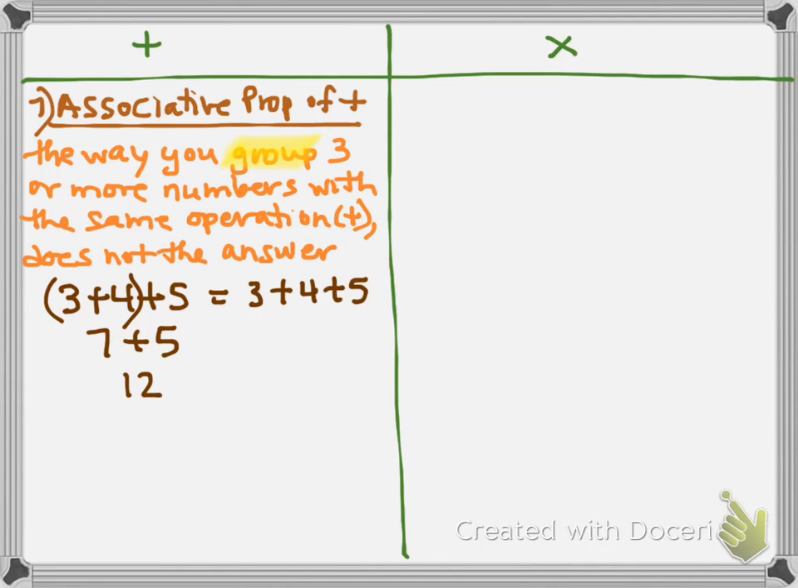12. I just substituted in 12 for 7 plus 5. On the other side, however, I want to group the 4 and the 5. And according to order of operations, that's the problem I have to do first. So 4 plus 5 is 9. And what's 3 plus 9? So whatever way I grouped didn't change my answer.